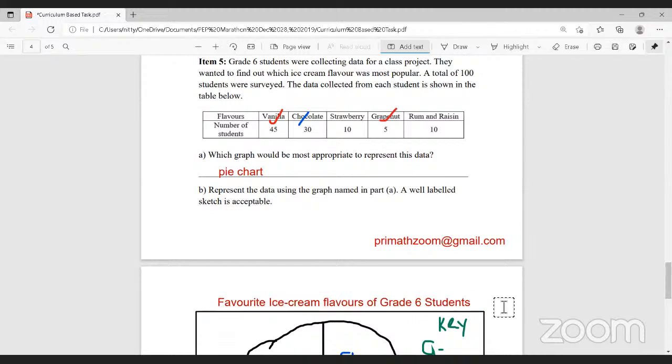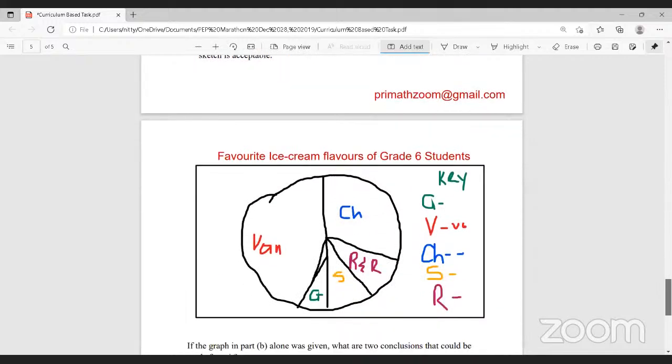So we have our title, we have our key, and we have done our sketch in a proper way. So yes, we can work with that. Popular ice cream flavors, very good, Tanisha. Students' favorite ice cream in grade 6. Those are really good.